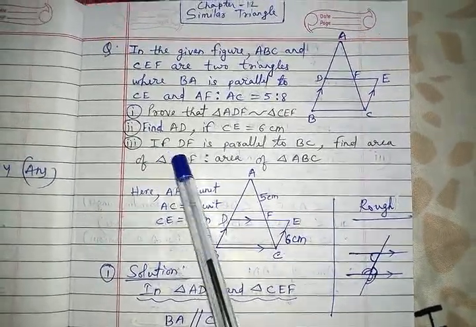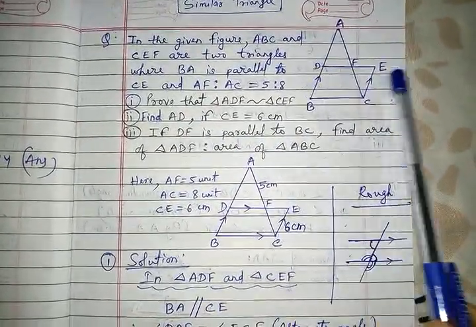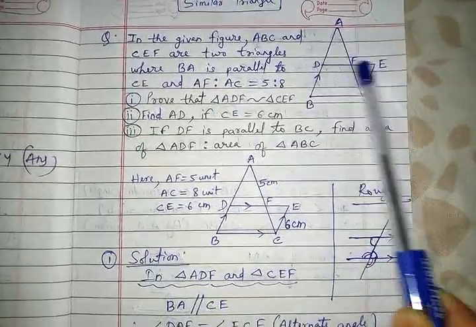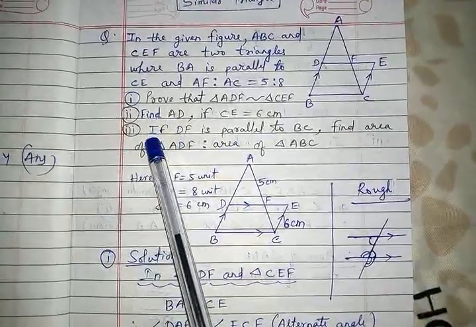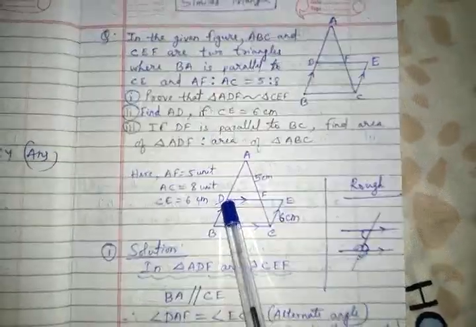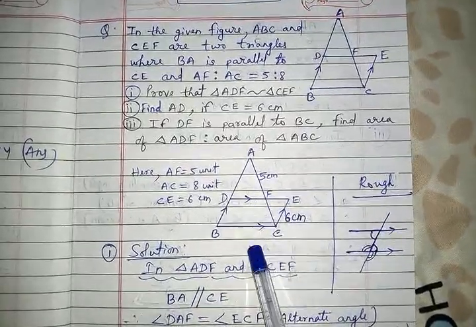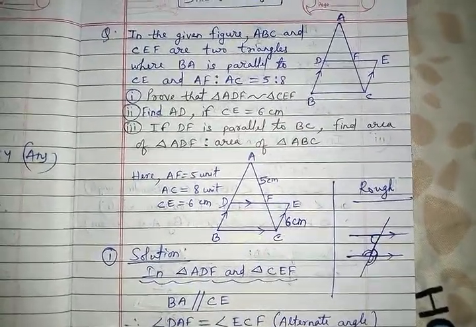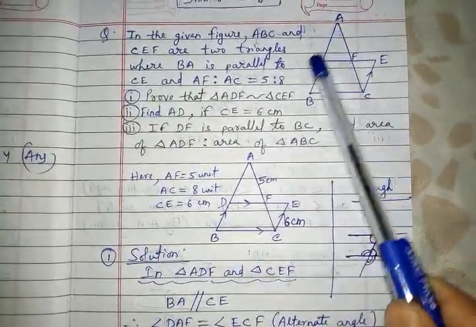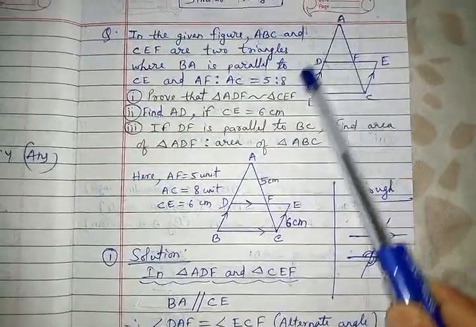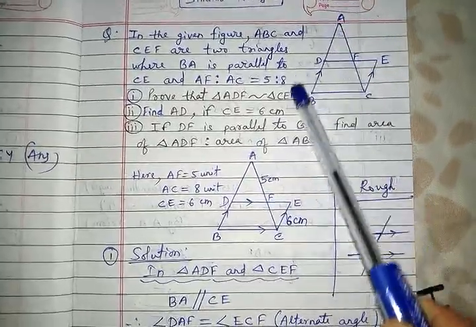Next, if DE is parallel to BC, oh, one new thing they have added: DE is parallel to BC. It was not given in the previous question, but now at number 3 they have given it. So that's why in my solution I have shown that DE is parallel to BC. This symbol I have shown here. These two lines are parallel to each other. Now find the area of triangle ADF to the area of triangle ABC. So we have to find the ratio of the area of ADF and ABC.